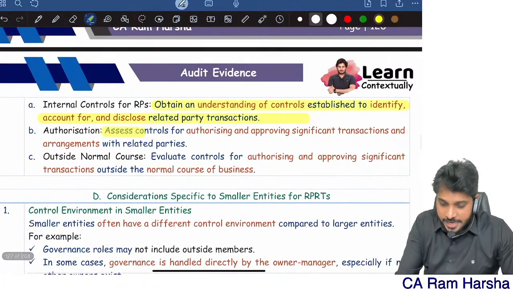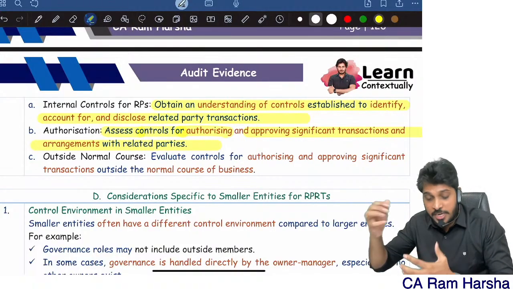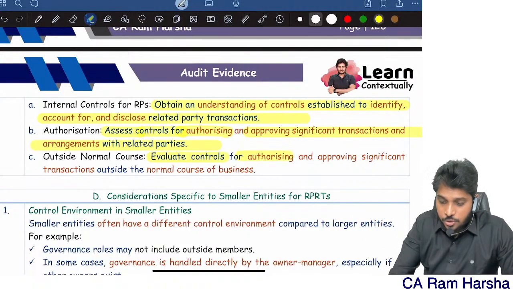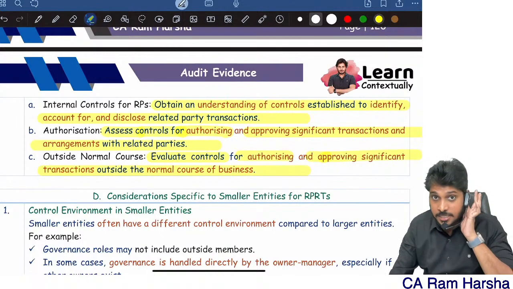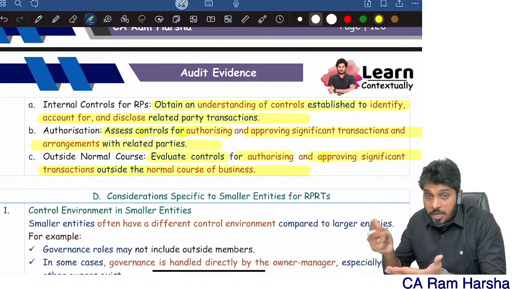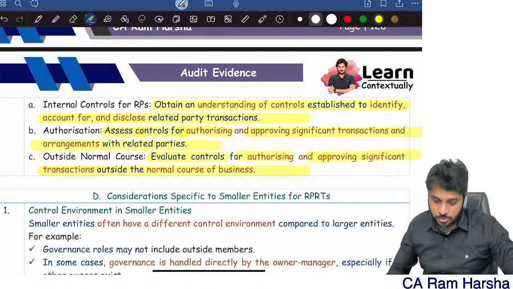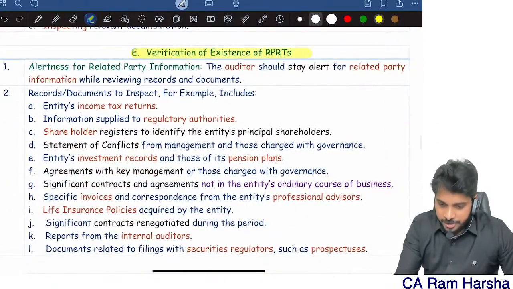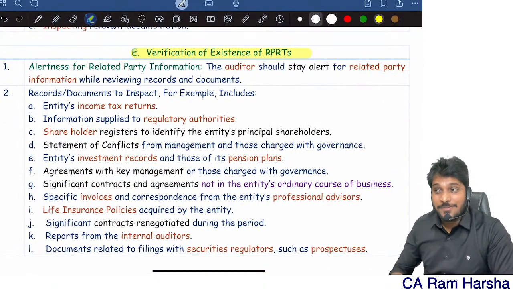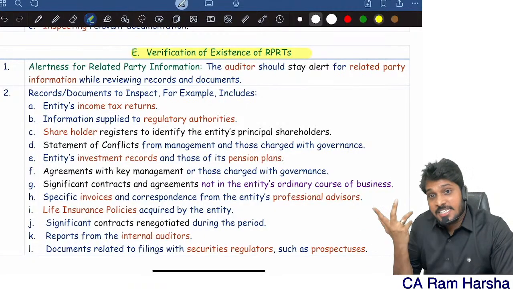Next, assess controls for authorizing and approving significant transactions. See, in the company what kind of controls are implemented to approve related party transactions? Evaluate controls for authorizing and approving significant transactions. See, are there any transactions outside the normal course of business? What controls has the company implemented, how are they authorizing that? Check that out. And verify the existence of related parties. How do I know whether there are related party transactions in the company? First I will ask the company.